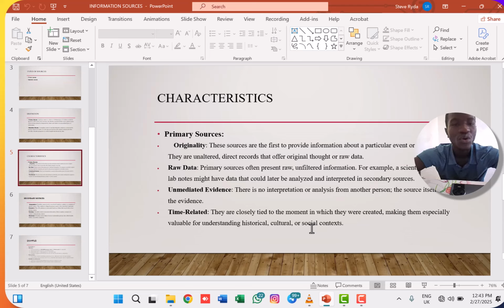As we go on, we shall have the rest of the information. We shall be talking about the characteristics of secondary sources and examples of these sources. So we shall have them in our next video.